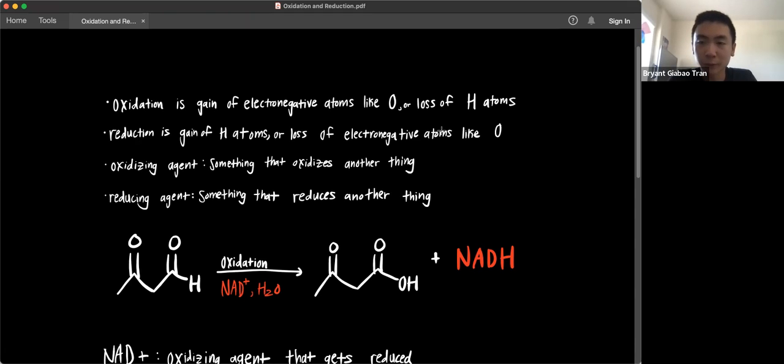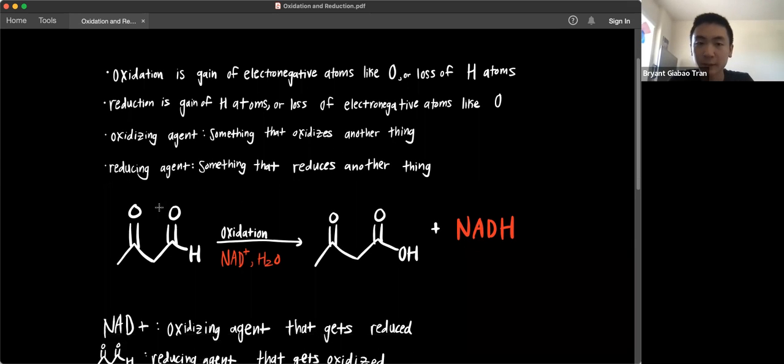Another term would be oxidizing agent, which is something that oxidizes another thing. Think of it as an agent serving a purpose, which in this case, the oxidizing agent is to oxidize another thing, whereas a reducing agent is something that reduces another thing.